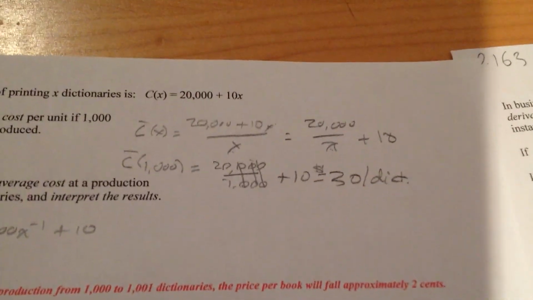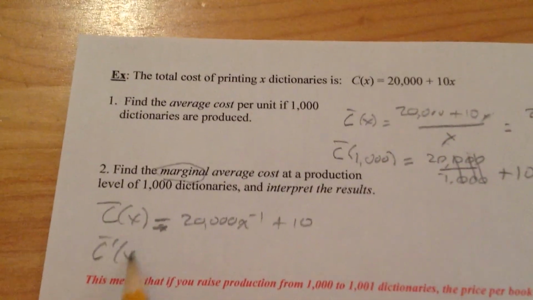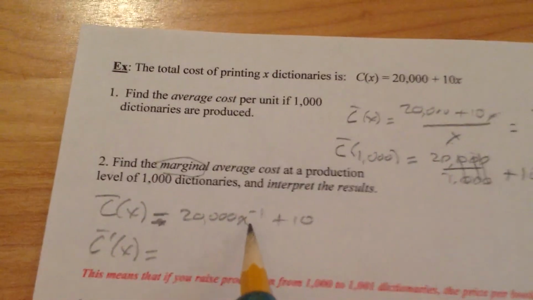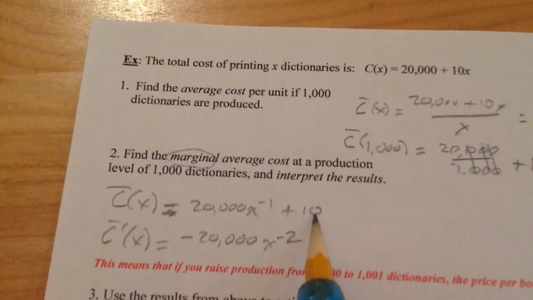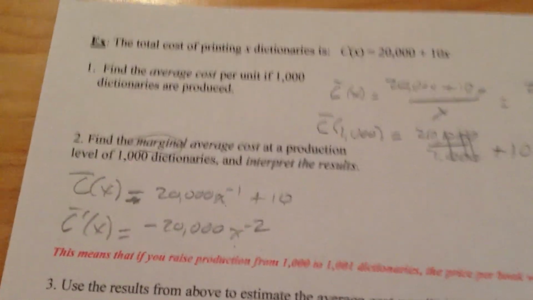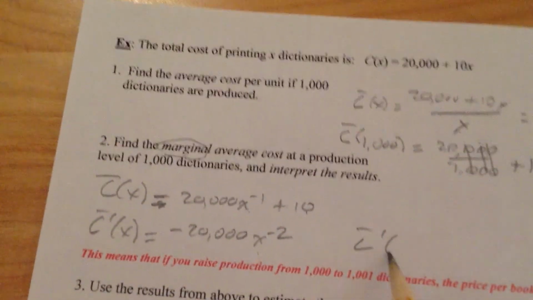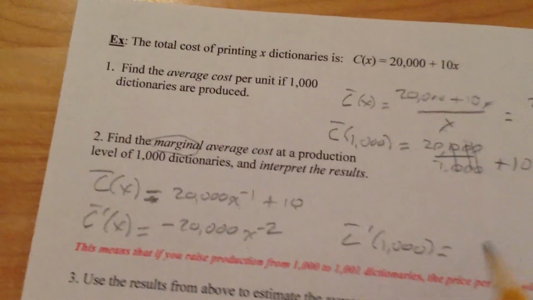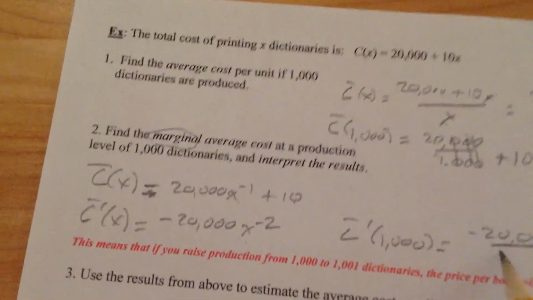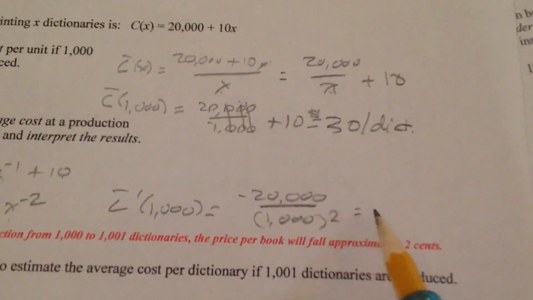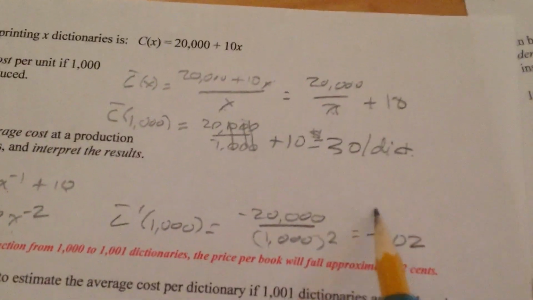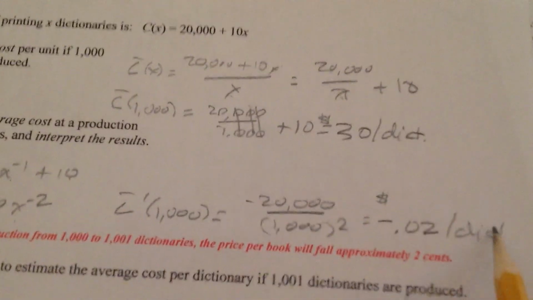Again, that's what we learned last class. When we have a variable in the denominator, we write it as a negative exponent, so that when I go to find the derivative, the exponent drops in front, and it becomes negative 20,000x to the negative 2. The derivative of a constant is 0, and there it is right there. Now I can plug in my 1,000 in here, and it would be negative 20,000 over 1,000 squared, because that just means it goes to the bottom. If you calculate that, you would find it equals negative 0.02, again dollars per dictionary.